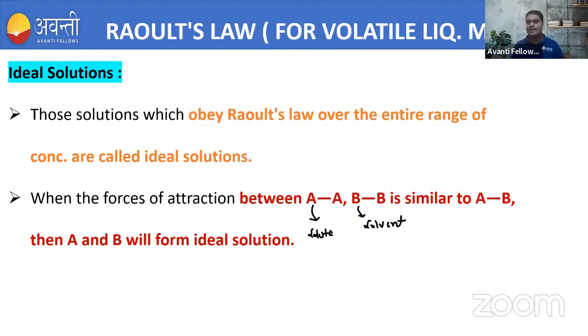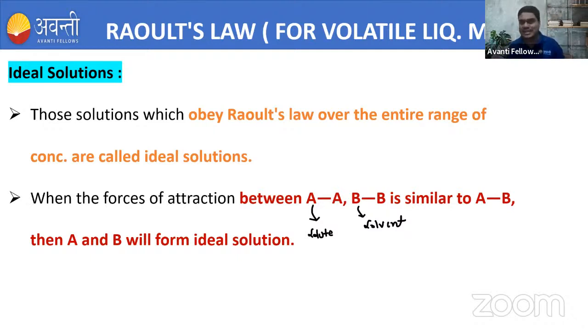समझ आया सबको क्या बोल रहा है ये कि अगर फोर्स ऑफ अट्रैक्शन जितना सॉल्यूट का है, जितना सॉल्वेंट का है, अगर उतना ही फोर्स ऑफ अट्रैक्शन सॉल्यूट और सॉल्वेंट का भी हो गया, then they show ideal solution, right? So this is the first condition, it is a must for the solution to be ideal, right? So this is the second point.